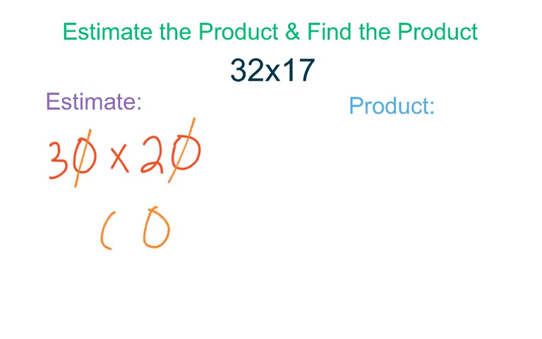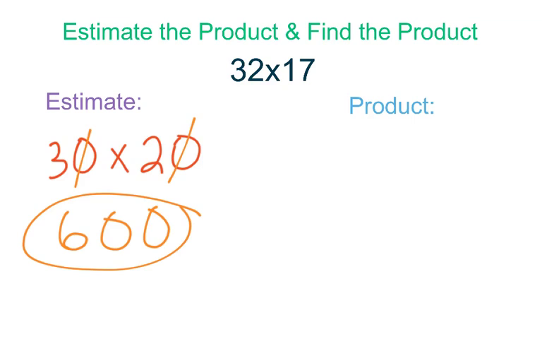Here's your next problem. For this problem, I want you to estimate the product first and then find the product using any of the methods we've learned. Those are the area model or partial products. For your estimate, you should have rounded 32 to 30, and 17 should have been rounded to 20. And when we multiply 30 times 20, we're going to cross those two zeros out, bring them down, and we would get a product of 60.